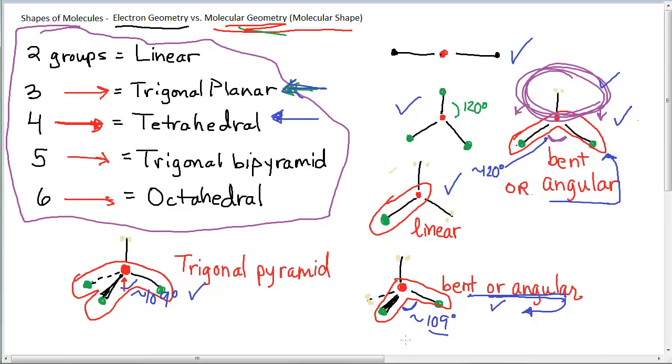I encourage you not to simply write these down and look back at your list every time, but draw them or make these models and see them. If you don't have a model kit at home, toothpicks and marshmallows work great for making these models. All right, let's clear some space and we'll work on the last 2 electron geometries.